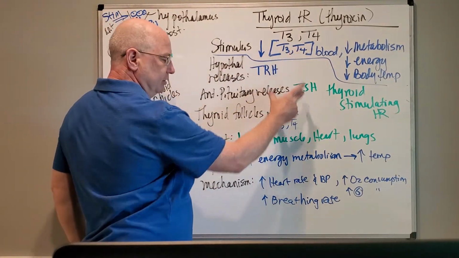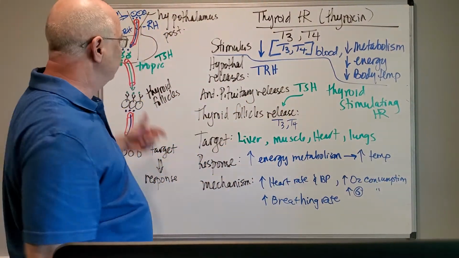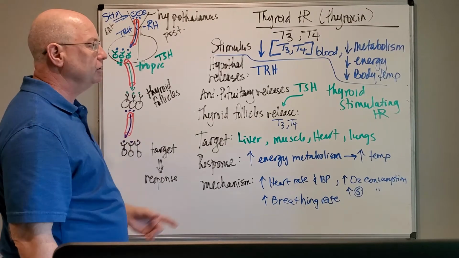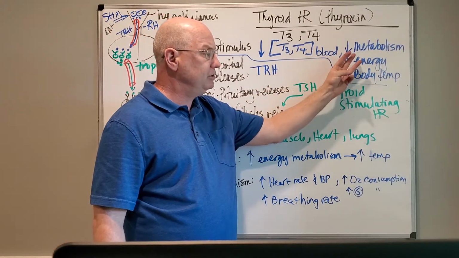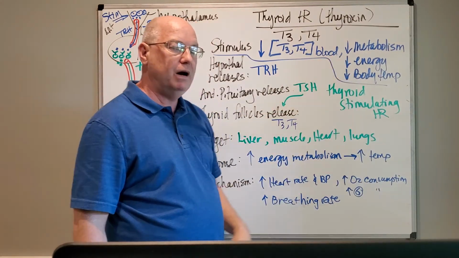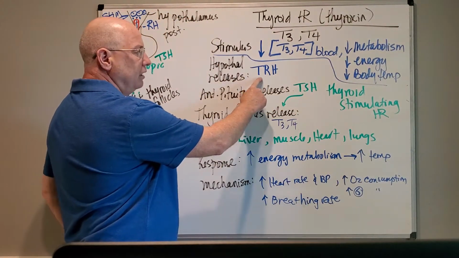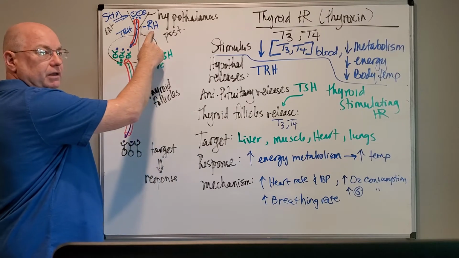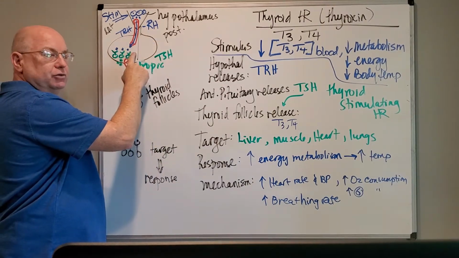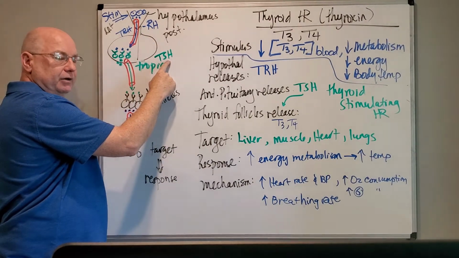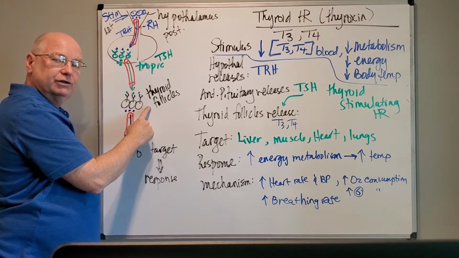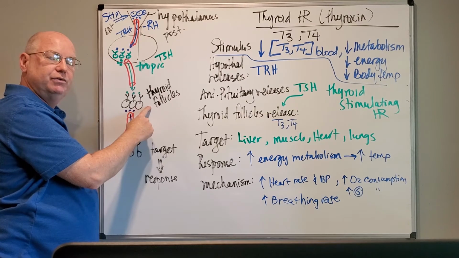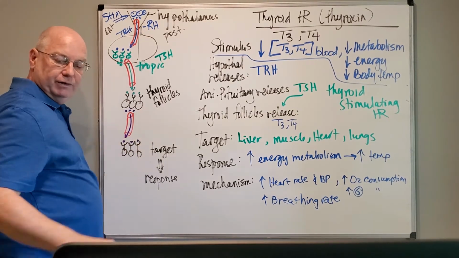So the concentration of T3 and T4 is monitoring itself, so to speak, at the hypothalamus. When T3 and T4 get low, we have low metabolism, low energy, and low body temperature. The hypothalamus releases thyroid-releasing hormone. That targets the anterior pituitary, causes it to release thyroid-stimulating hormone. Thyroid-stimulating hormone targets the follicular cells in the thyroid follicles and causes them to release thyroid hormone from the thyroid follicles.